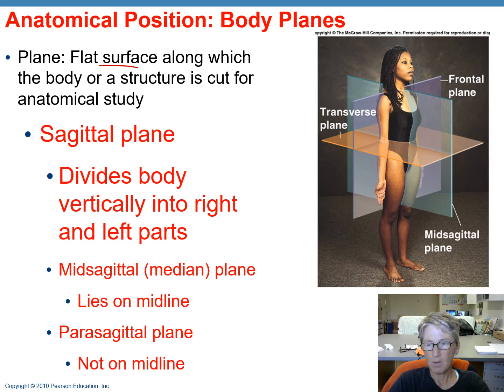There's the sagittal plane. It says mid-sagittal here, but the sagittal plane will divide the body vertically into right and left parts. If it's the mid-sagittal plane, that means it cuts the body equally in half. If it's not directly on the midline, so if it was cut over here but is still a vertical cut, that would be a parasagittal plane. So it's not on the midline.